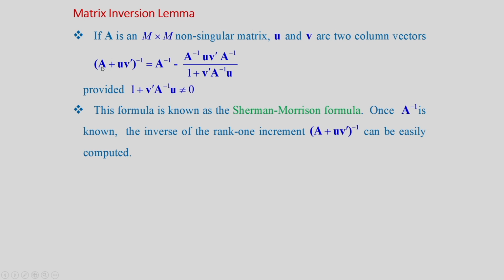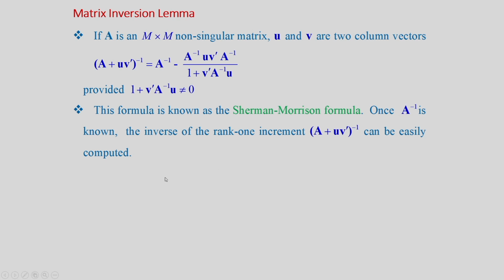In this way, we can get the inverse of this sum in terms of the inverse of A and the matrices U and V themselves. So, there is no other inversion except A inverse, and if we know A inverse, then this can be computed algebraically like this. This formula is known as the Sherman-Morrison formula.